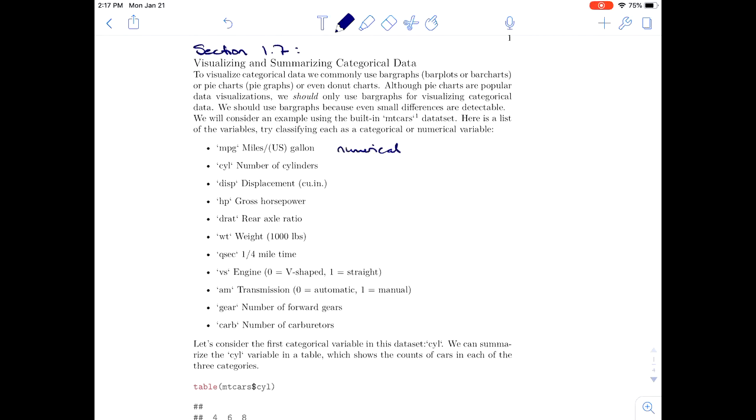So the number of cylinders is the next variable in this data set. And the number of cylinders, even though it's a number, it's not a measurement, right? It's just a category, right? So this is our first categorical variable, because it turns out you can have 4, 6, or 8 cylinders, and that's it, right? Each car, you can't have 4.5 cylinders. And so there's only these three categories, 4, 6, and 8, and we'll have a look at that. And so this makes it categorical.